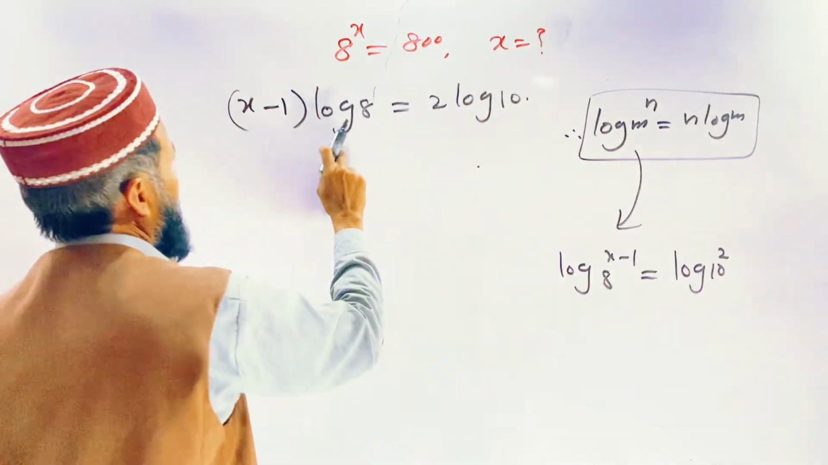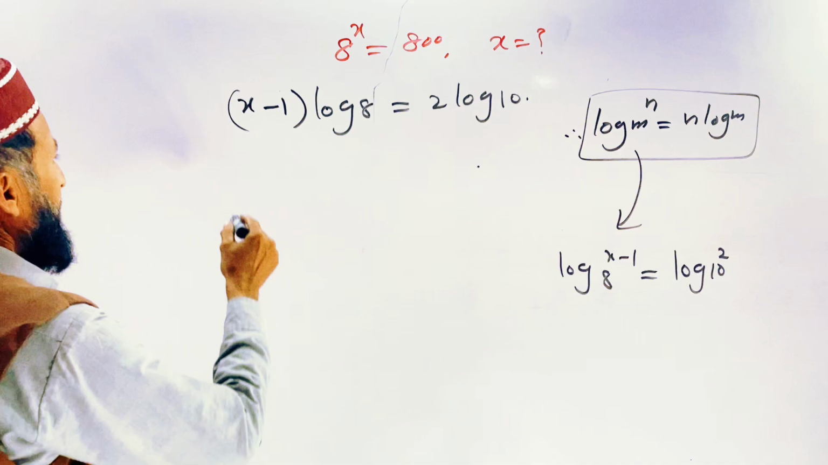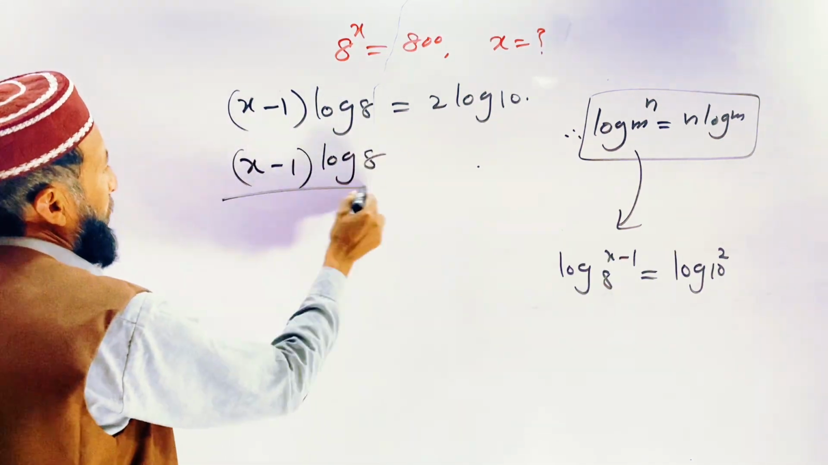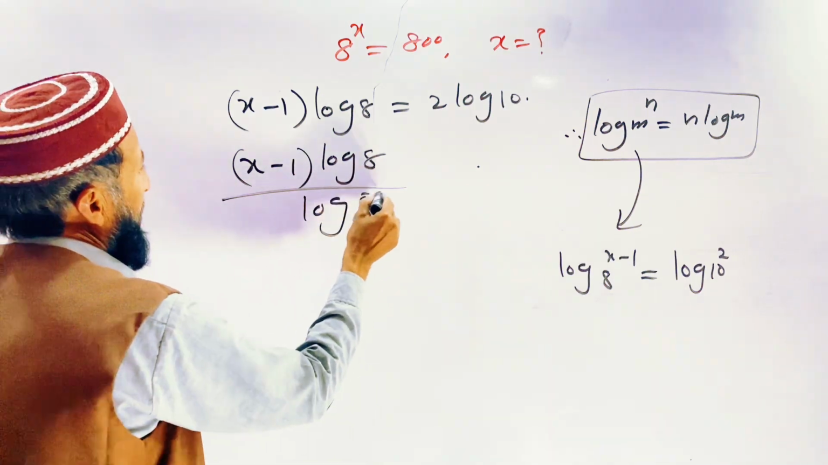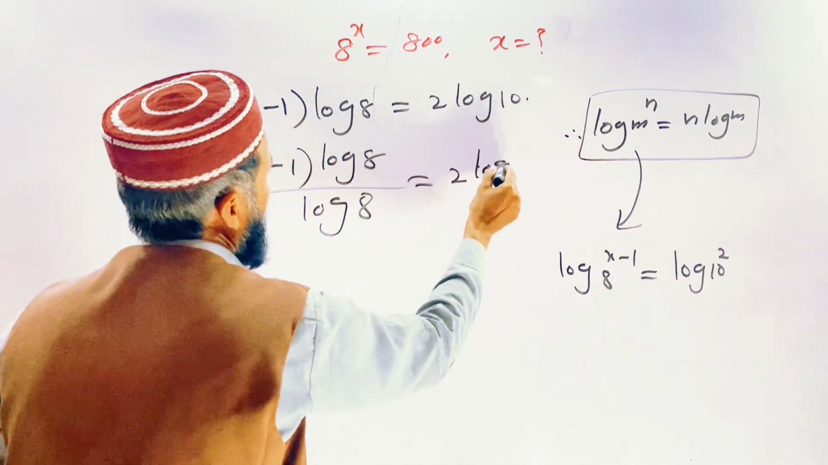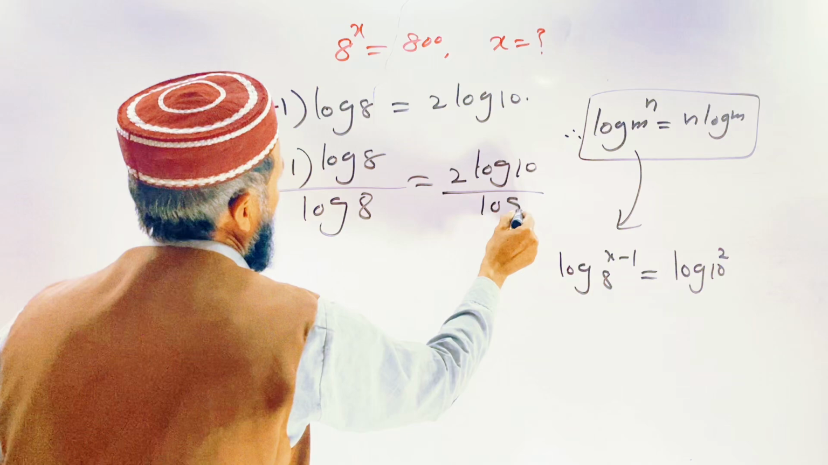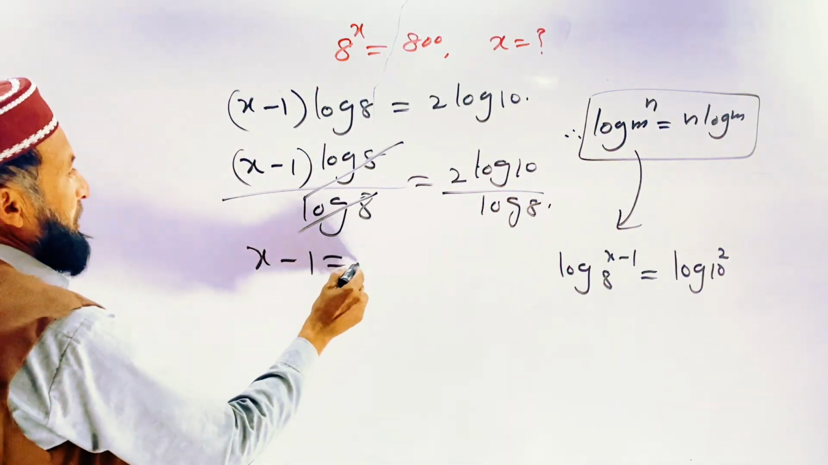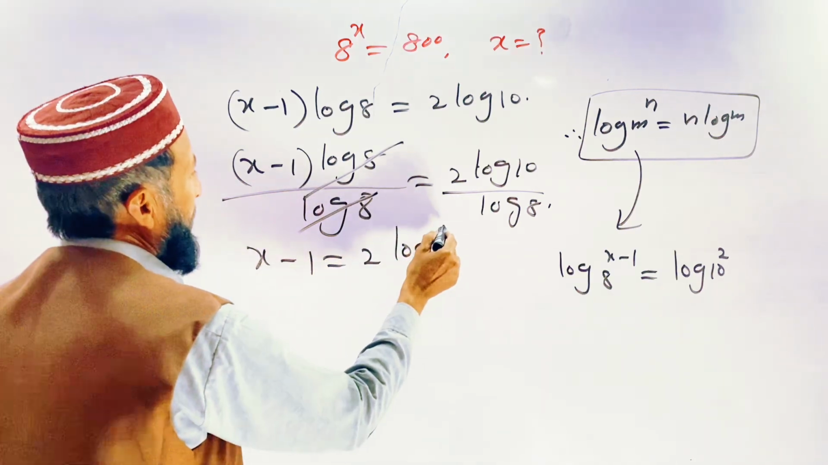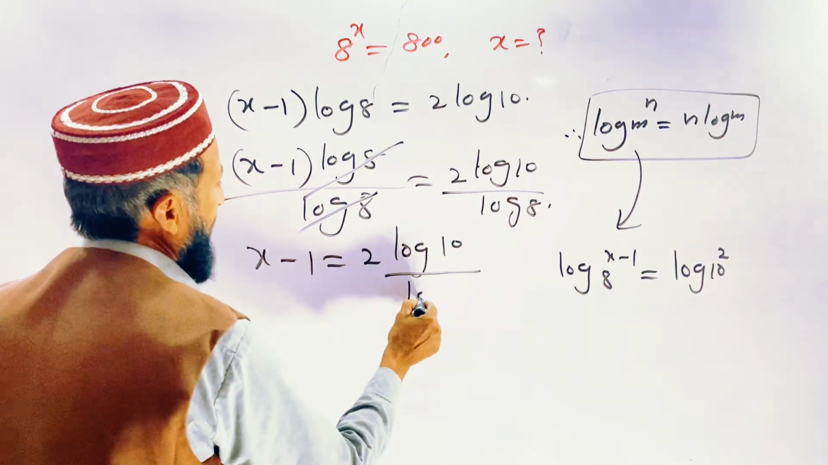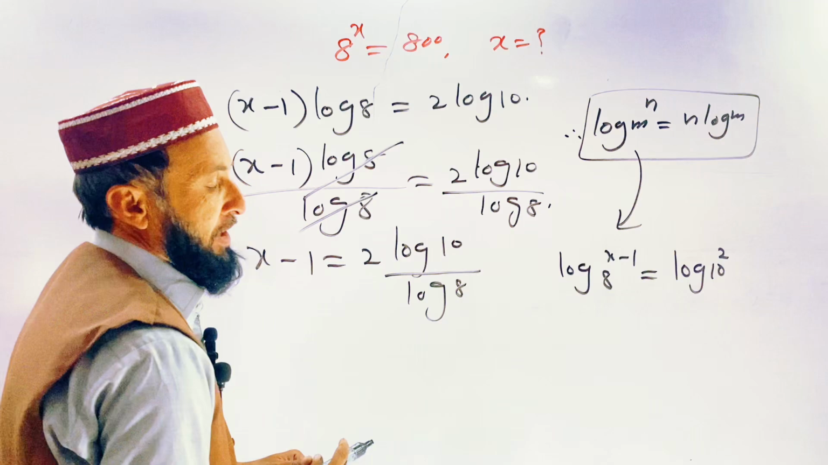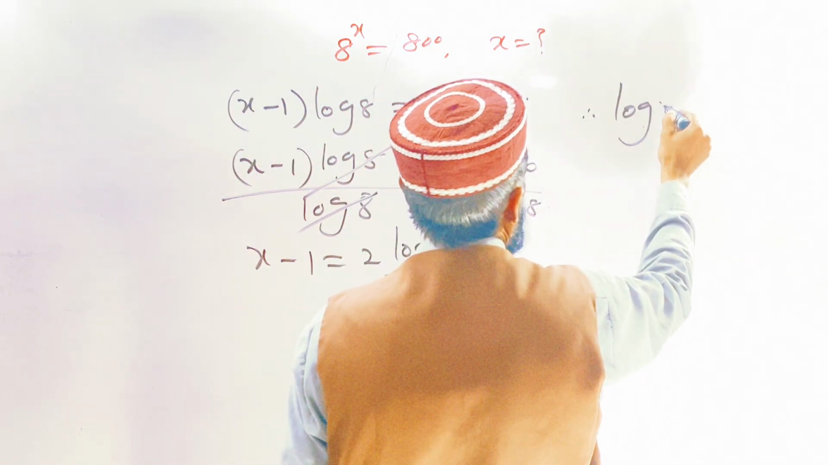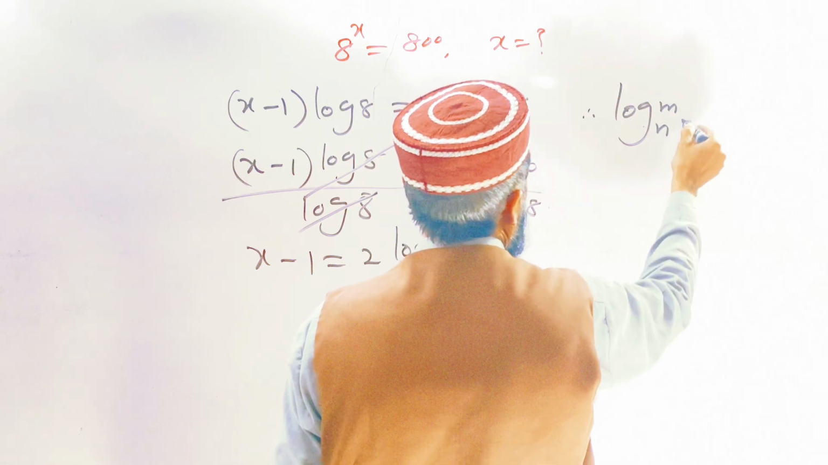Now we try to find the value of x. Here we have x minus 1 times log of 8 is equal to 2 log of 10. Dividing both sides by log of 8, x minus 1 is equal to 2 log of 10 divided by log of 8. Now changing the base, we apply the fourth law of logarithm, we can say log m of n and here log n of m.